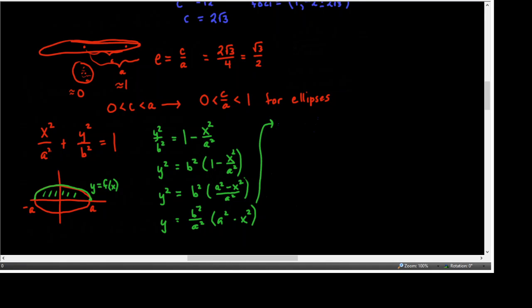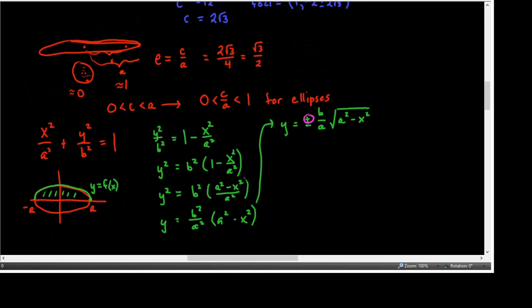Then I could solve that for y by taking the square root of both sides. Don't forget, when you take the square root, you put plus or minus in front of your answer. So the square root of that will be b over a times the square root of a squared minus x squared. Okay, and of course we only want the top half of that, so I want to keep that part.